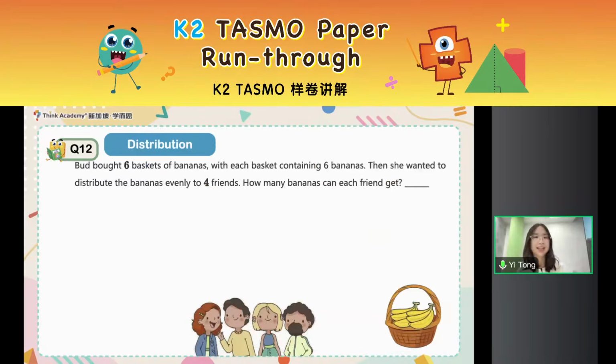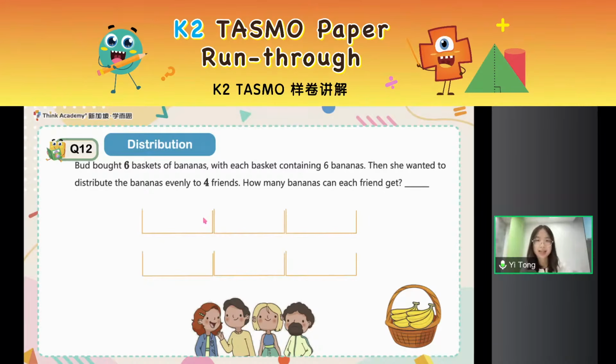Let's move on. Now, we have 4 friends and we have a lot of bananas. Now look at the bananas. Each basket has 6 bananas. And we have how many baskets? 6 baskets. So that means if we want to draw all of the bananas and baskets out, it will look like this.